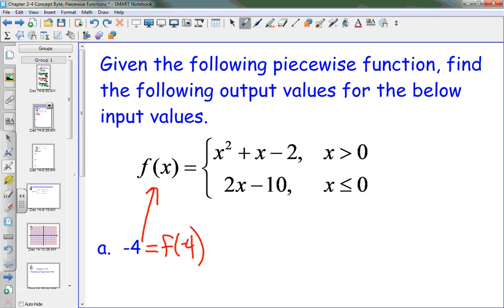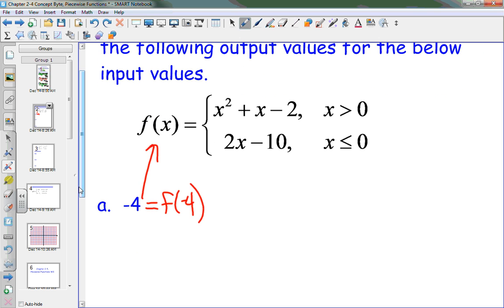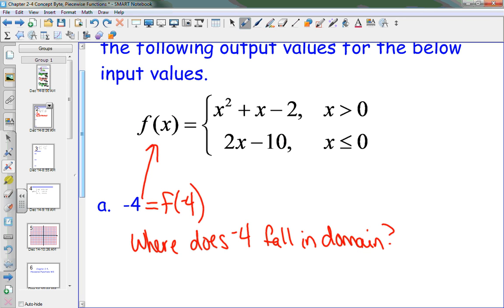So what's the question I ask myself? Where does negative 4 fall in the domain? And where am I comparing it to? I'm comparing it to the value 0. Why 0? Because that's what it is in each one of these. So is it greater than or less than 0? Well, negative 4 is going to be less than 0.